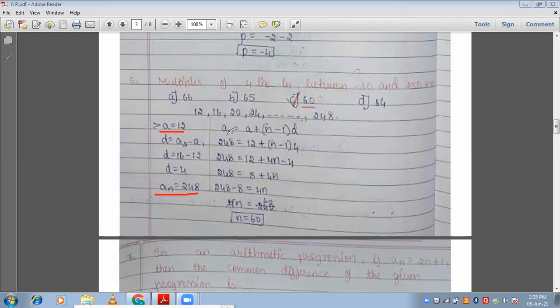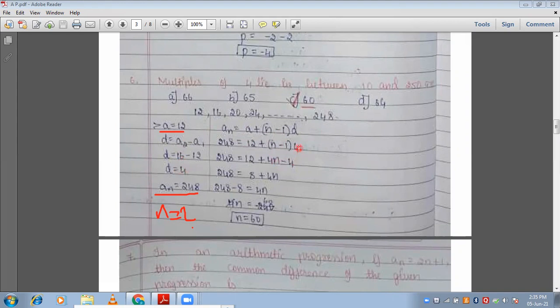So we know the formula. An is equal to a plus (n minus 1) into d. Because here the multiples of 4 that lie between 10 and 250 are dash, meaning n is equal to question mark. We know the formula: An is equal to a plus (n minus 1) into d.